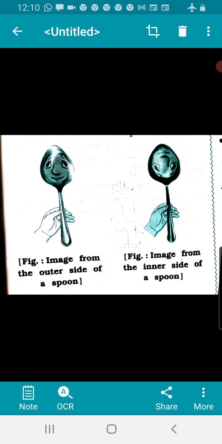Now look at your image using the inner side of the spoon. This time you may find that your image is erect and larger in size. If you increase the distance of the spoon from your face, you may see your image inverted. You can also compare the image of your pen or pencil instead of your face. So the curved shining surface of the spoon acts as a mirror.